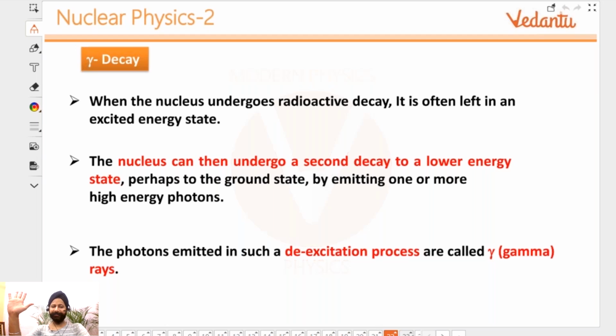Anybody who does not understand what I'm trying to say. So there is a nucleus here, it releases alpha particle, it becomes less unstable. Now it still has to go through stability, so it releases a photon, and that is going to be a stable state.